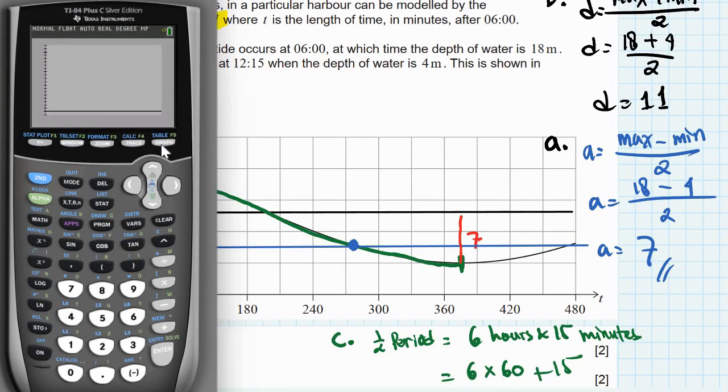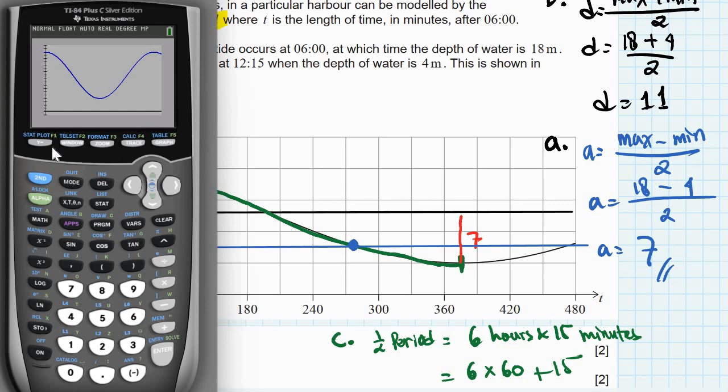Graph. Okay, this is our graph. This is the depth of the water, the function. As you can see, we have a full graph plus a little bit more because our x max is up until 800. I would like to see the full graph.